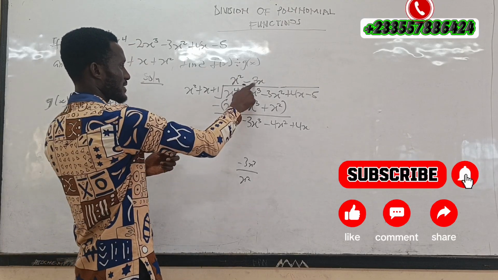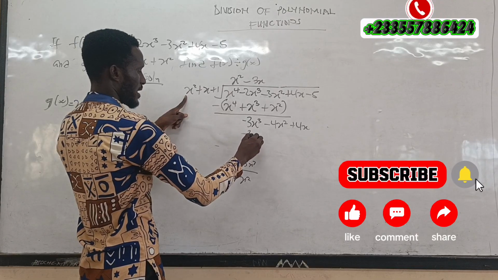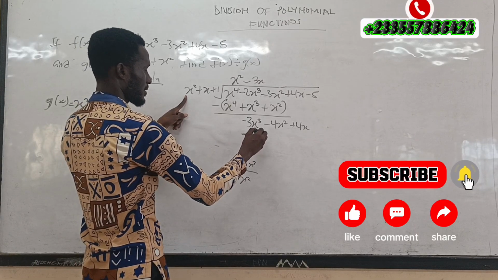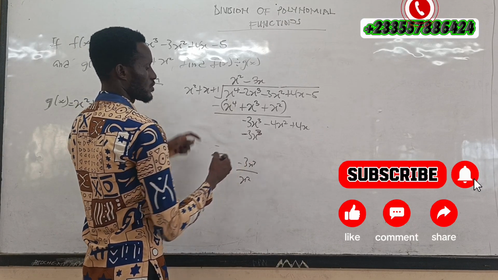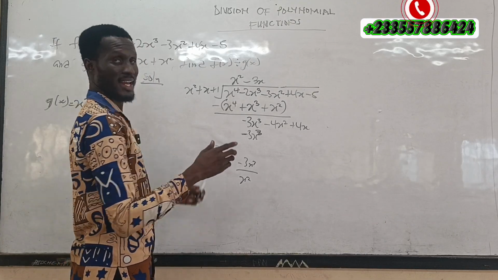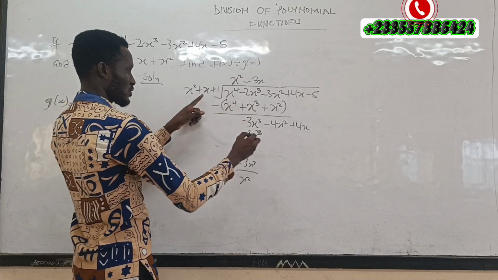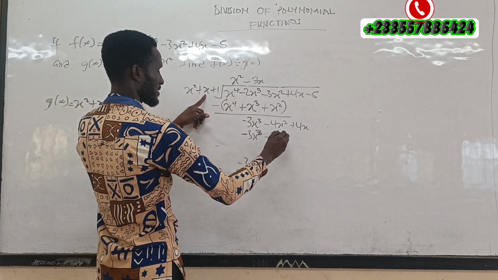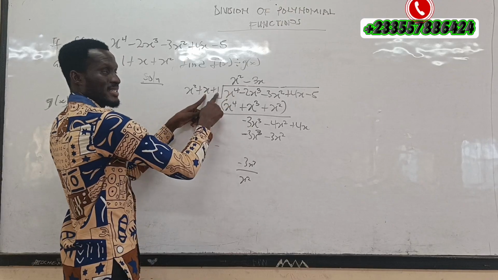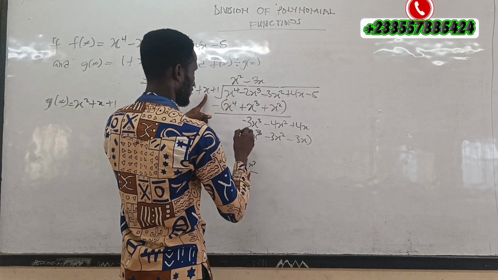Minus 3x. Now minus 3x times x squared will give us what? Minus 3x cubed. So always the first highest exponent will always go to 0. Now let's continue with the multiplication. Minus 3x times x will give us what? Minus 3x squared. Minus 3x times the last number 1 will give us minus 3x.